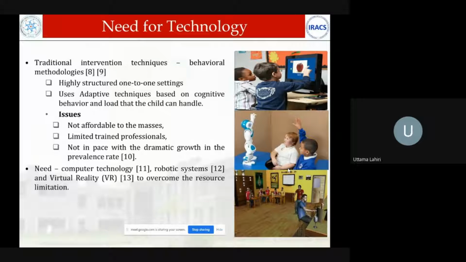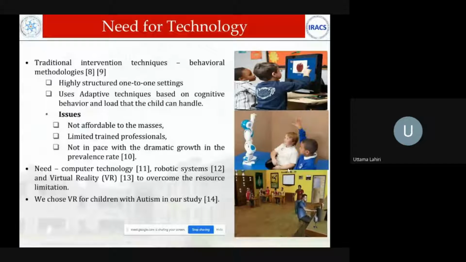So one needs technology. In fact, research shows that there are different computer technologies, robotic systems, virtual reality-based systems, which can overcome such resource limitations, where you can program a robot or you can program an avatar in a virtual environment and give a task so that the avatar can understand the sentiments of the child or the engagement or the anxiety of the child and can change the intervention paradigm. So that is the need of the hour.